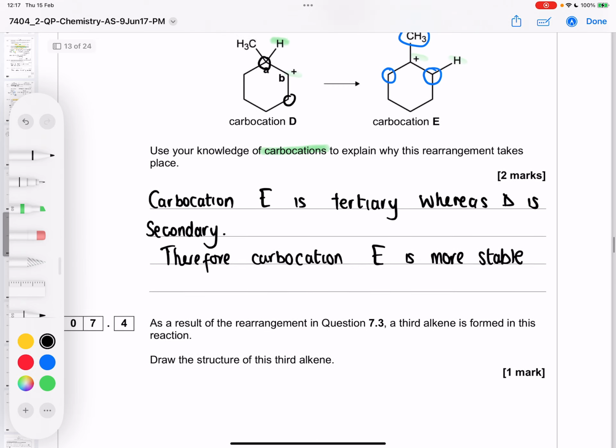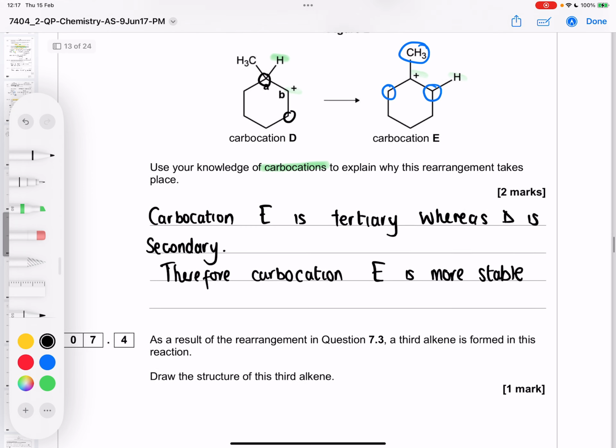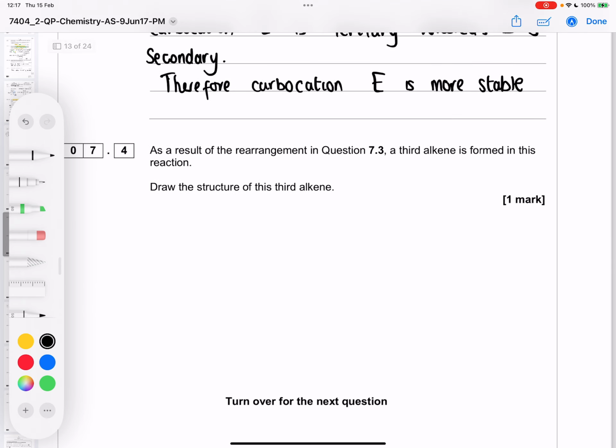As a result of that rearrangement, there's now a third alkene that could form. If we go up, the plus is now here. So double bonds could form to any carbon attached to this, so either here, here, or here. Now, the second two that I drew are actually the structure we already had as the product in the very first part of the question. And so we want the extra one, the top, where the double bond forms between the carbon of the methyl group and the ring.